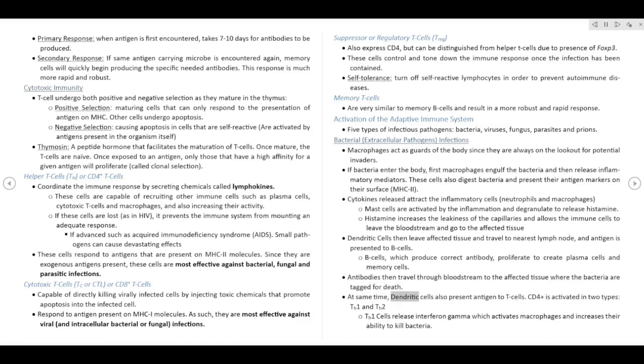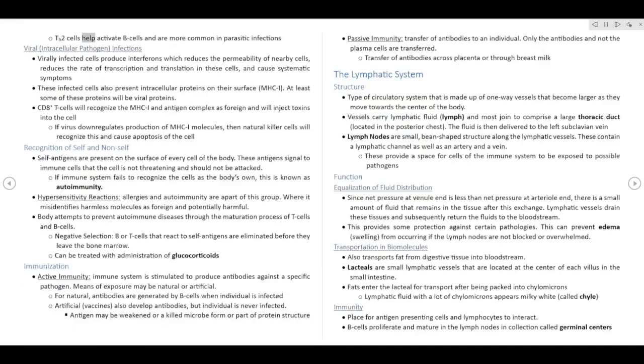At the same time, dendritic cells also present antigen to T cells. CD4+ is activated in 2 types, Th1 and Th2. Th1 cells release interferon gamma, which activates macrophages and increases their ability to kill bacteria. Th2 cells help activate B cells and are more common in parasitic infections.